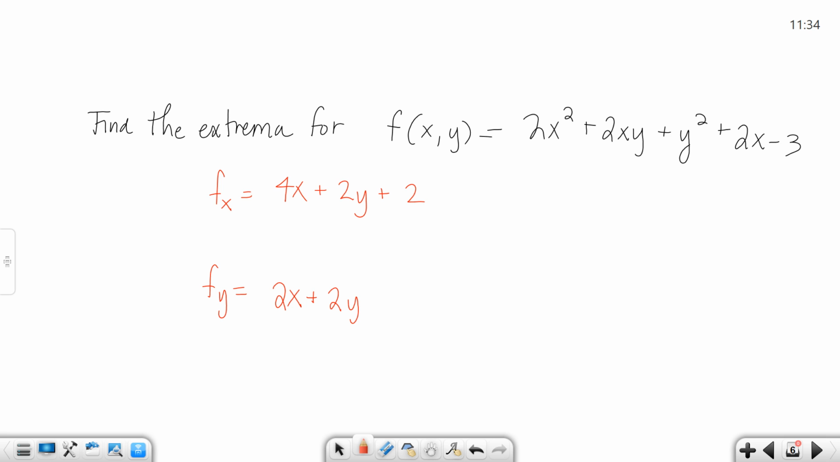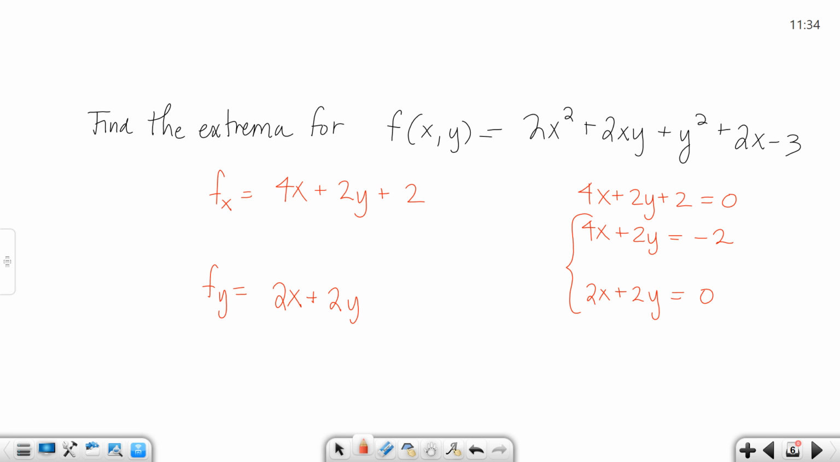Alright, so this isn't as easy as the other ones. So we just have to see what we can do. We have 4x plus 2y plus 2. We're going to set that equal to 0 to solve it out. Just moving it around for a second, that's going to give me 4x plus 2y equals negative 2. Now looking at the other derivative that I have, 2x plus 2y equals 0, to find the critical numbers, I set it to 0. So what this gives me here is a system of equations.